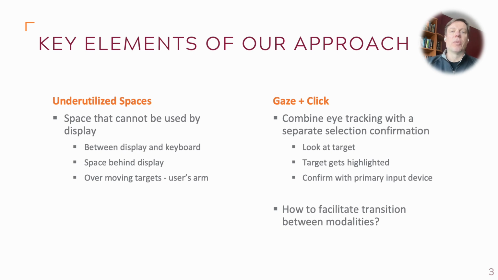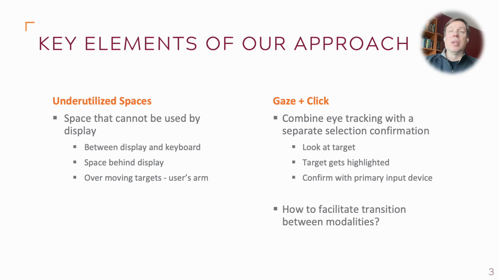So there are two key elements of our approach. First, we make use of underutilized spaces. That is, space that is not used by the display, but could be used for smaller interfaces. And so these are spaces like the space underneath the display, between that and the keyboard, the space behind the display, or even space attached to the user's body.